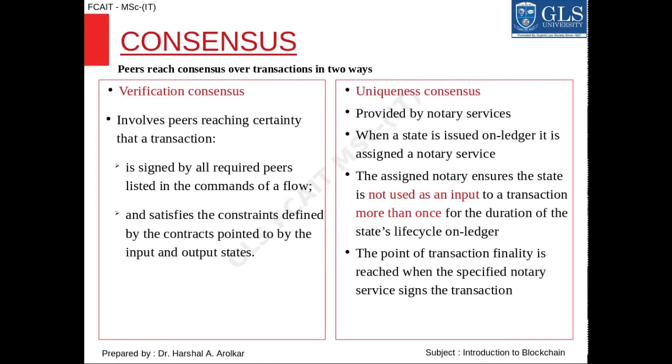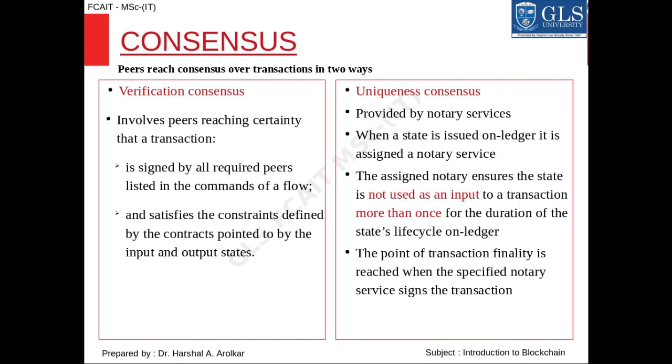In the previous slide, we mentioned that we need to verify the transaction, or the parties do verify the transactions. Now, the verification basically is a consensus process wherein the peers reach consensus over the transactions, and in Corda it is done in two ways. So what we have is two types of consensus. One is verification consensus and second is uniqueness consensus.